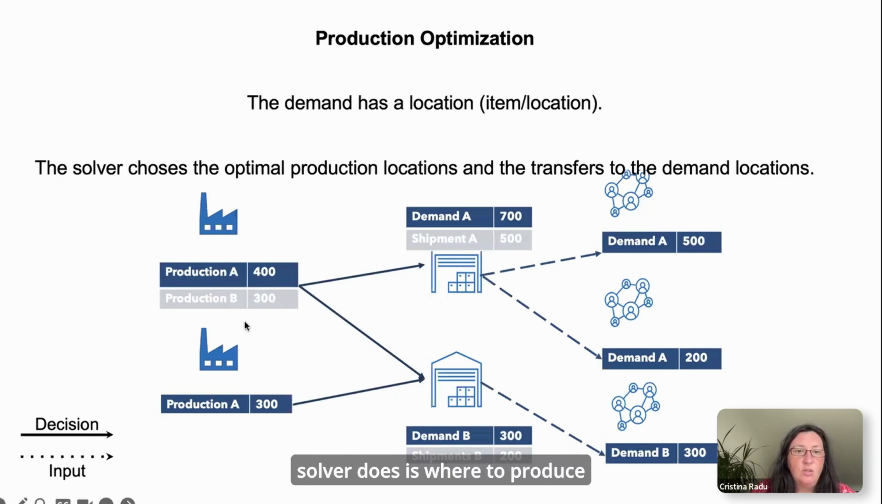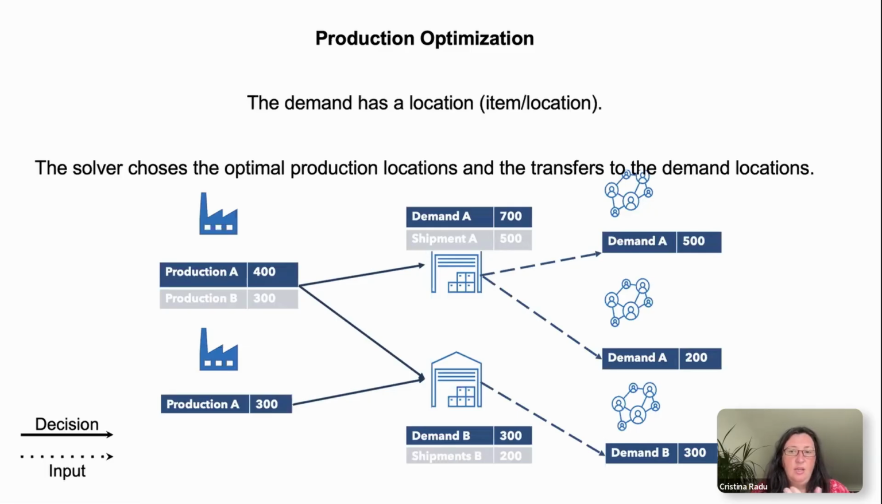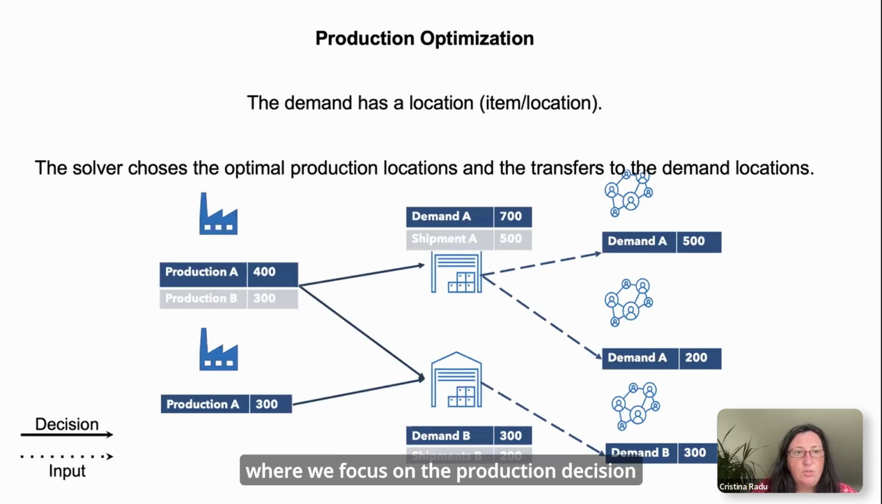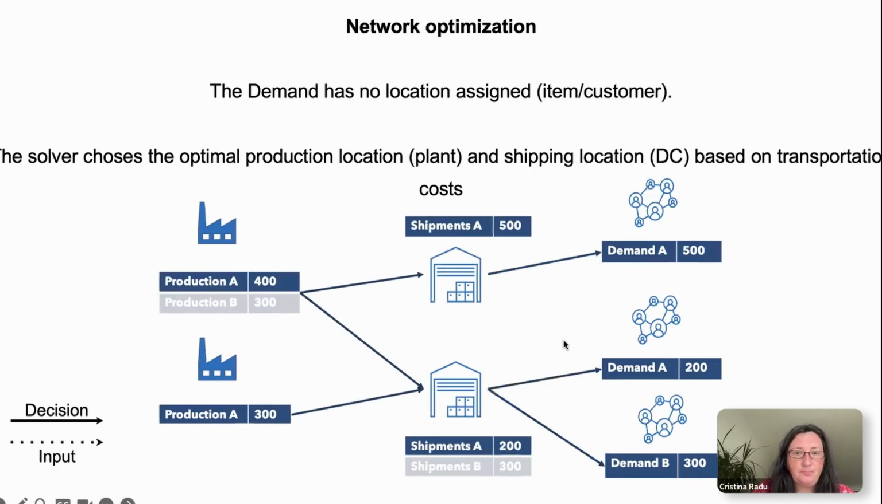It is decided already which customer gets products from which distribution center. So the only decision that the solver does is where to produce and how to transfer things inside the company, right? Because sometimes you need to transfer maybe from one plant to the other, but also from the plants to the distribution center that need to serve those customers. So this is essentially the production optimization problem, where we focus on the production decision and transfers, stock transport requisitions and stock transport orders, between the locations of the manufacturing company.